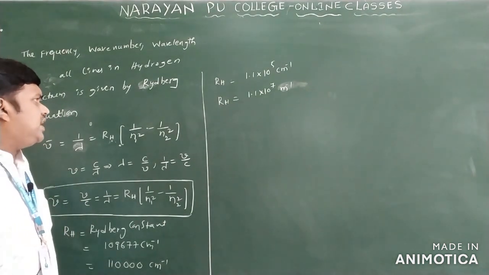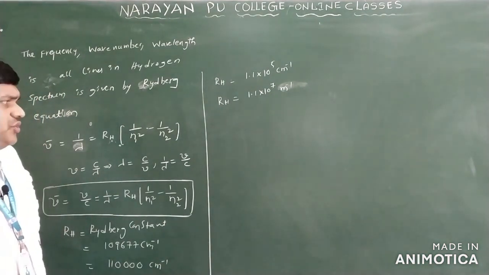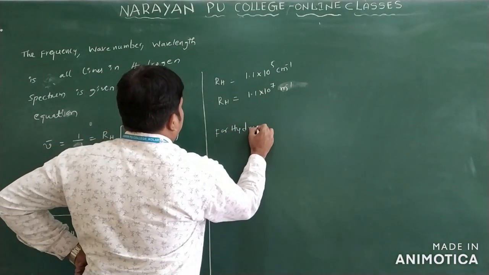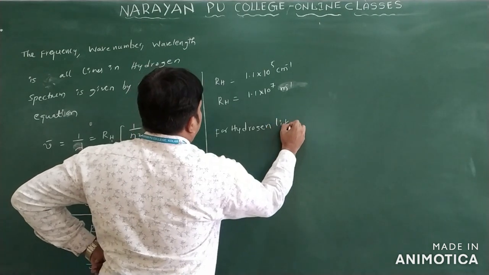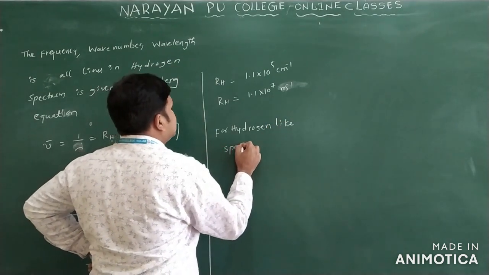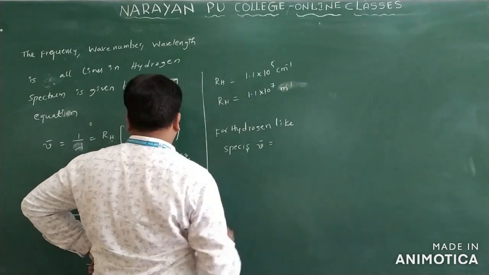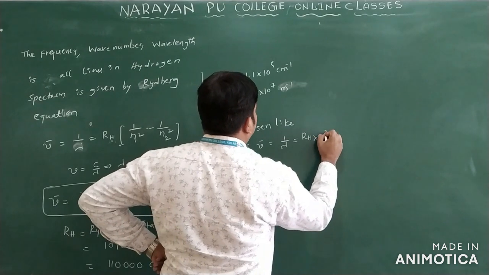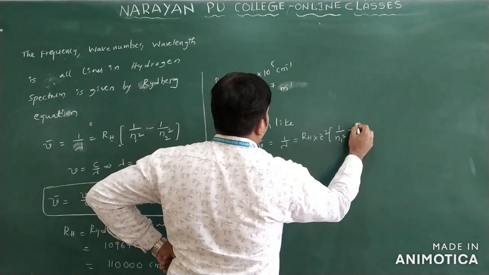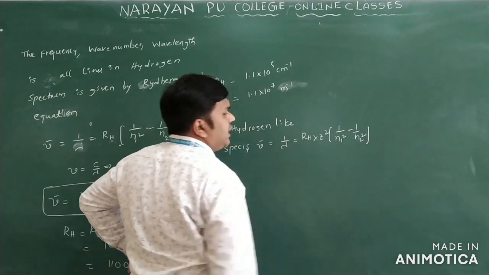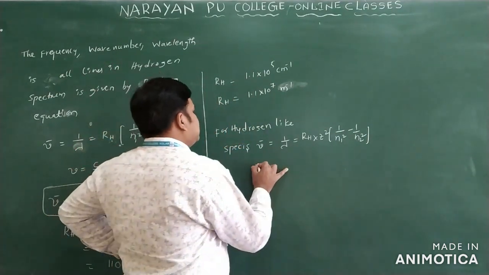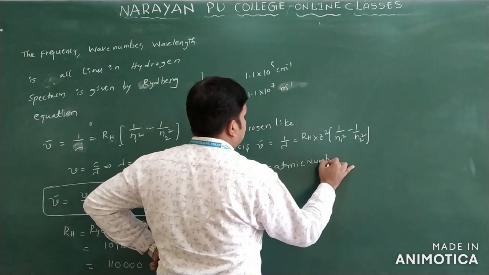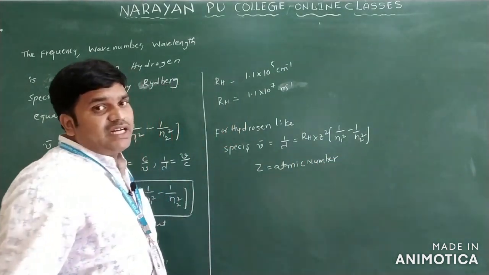If they are given hydrogen-like species, then you write nu bar is equal to 1 by lambda, that is equal to RH into z square into 1 by n1 square minus 1 by n2 square. What is z here? Z is the atomic number.